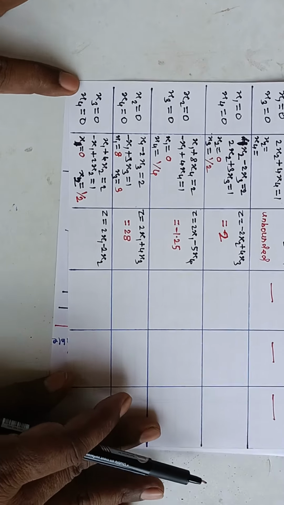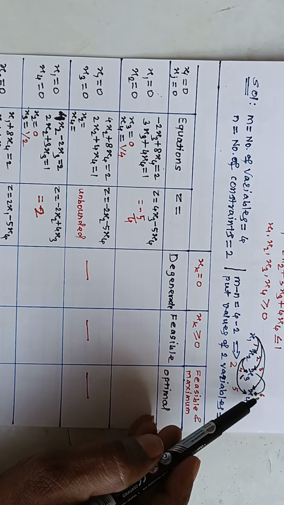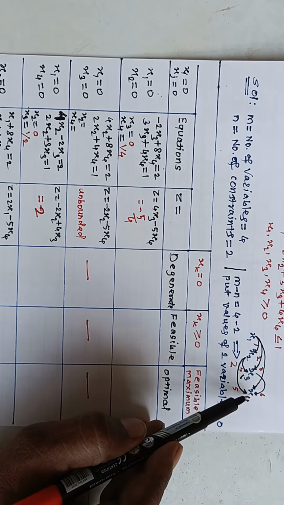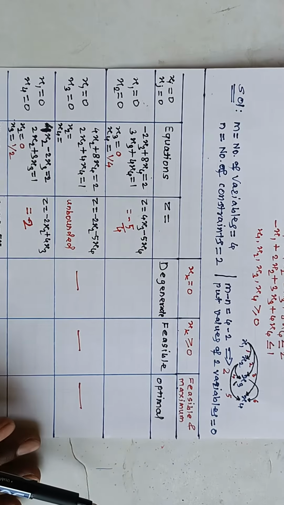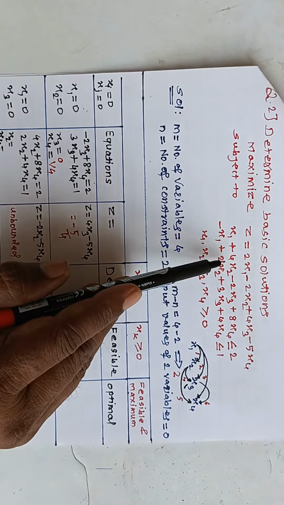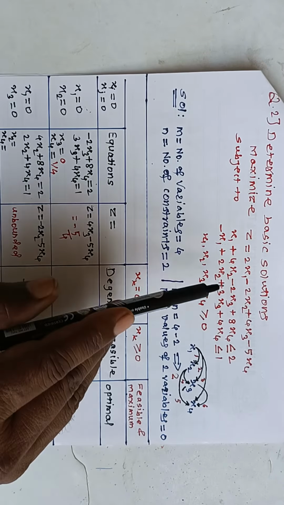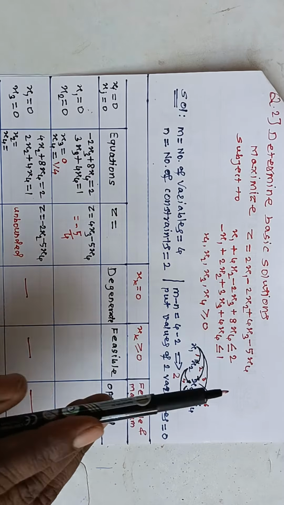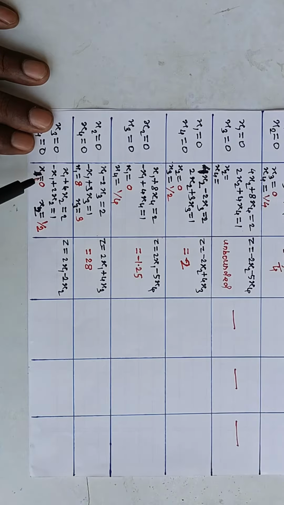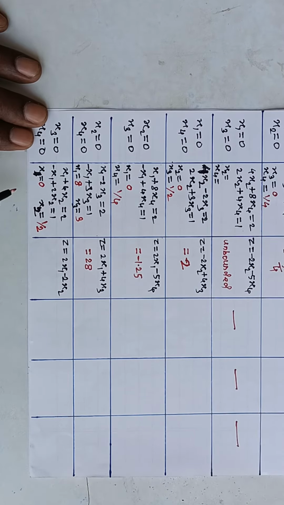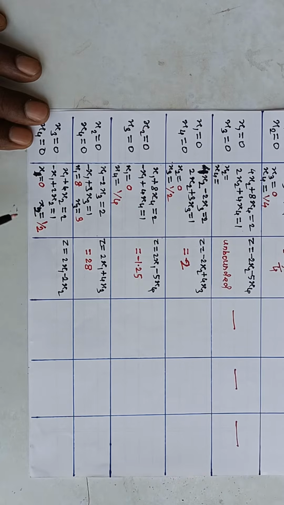And now the last way, that is x3 and x4. X3 is 0, x4 is 0. Only non-zero terms in terms of x1 and x2 remain. So x1 plus 4x2 is equal to 2. This is the first equation. Minus x1 plus 2x2 is equal to 1. Solve these two equations by using calci. Then x1 is 0, x2 is equal to half.